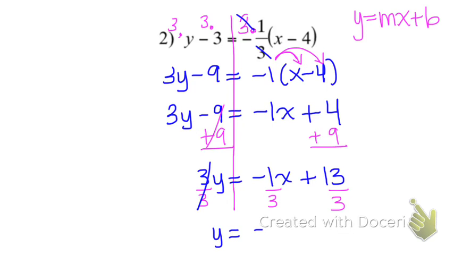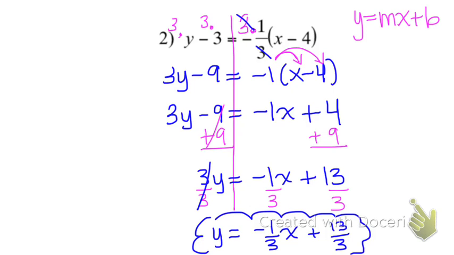So I get y equals negative 1/3 x plus 13/3. As long as they're reduced fractions, I can have them in my answer. So this would be my final answer to my problem. It's written in slope-intercept form, so it's in the form of y equals m times x plus b. Make sure you have this example written into your notebook.